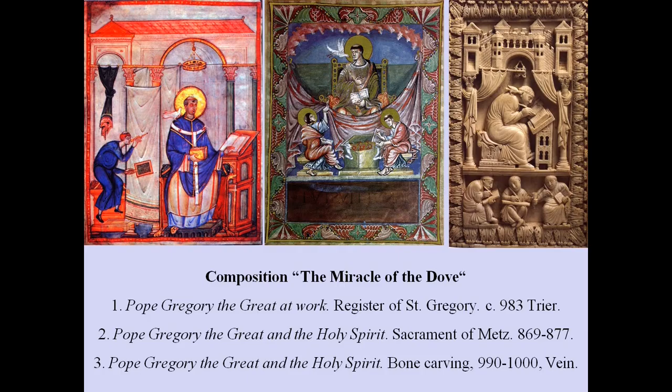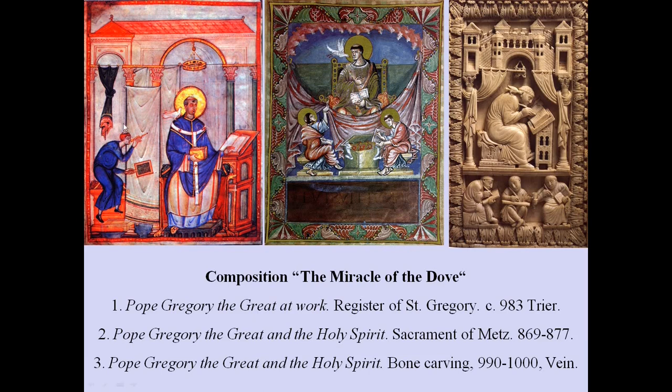And now let's consider one composition, the same topic, the miracle of the dove, in three versions. So here we can see the moment when Pope Gregory the Great is depicted during his work. He is writing the same text. This image is from the Register of Saint Gregory, created circa 983 and kept in Trier.